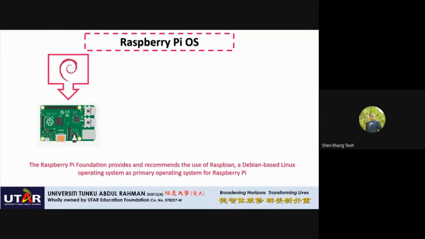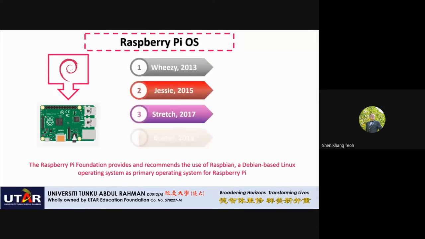As I mentioned before in the previous slide, Raspberry Pi basically is the combination of the Raspberry operating system and the Python programming language. So let's look at what is the recommended OS used for Raspberry Pi. The Raspberry Pi Foundation provides and recommends the use of Raspbian, a Linux-based operating system, as the primary OS for Raspberry Pi. It was first released in 2013 and has a total of 4 versions, with the latest one released in 2019.